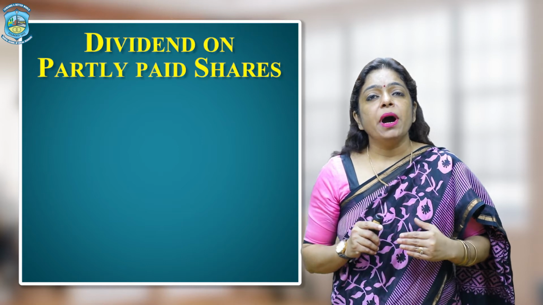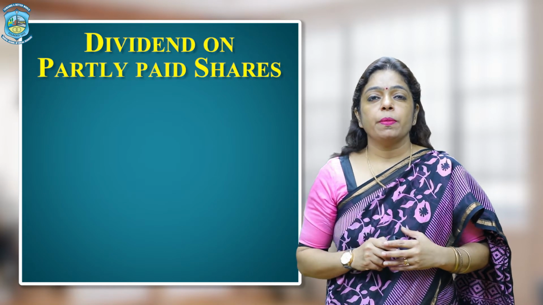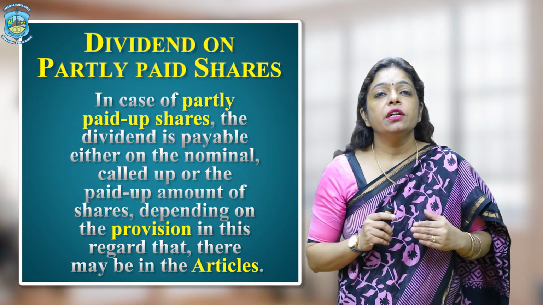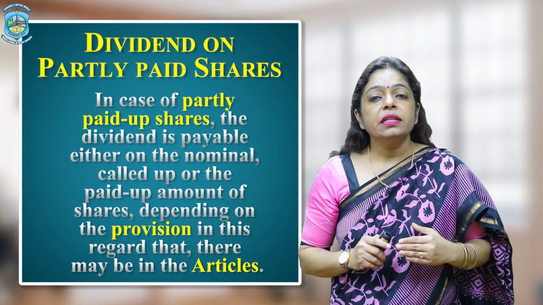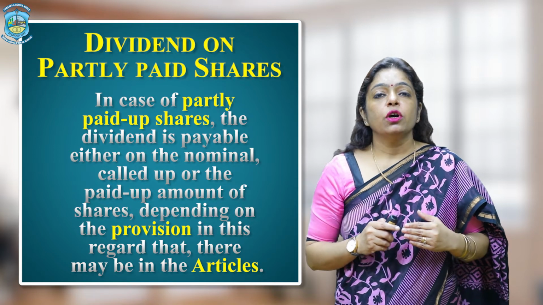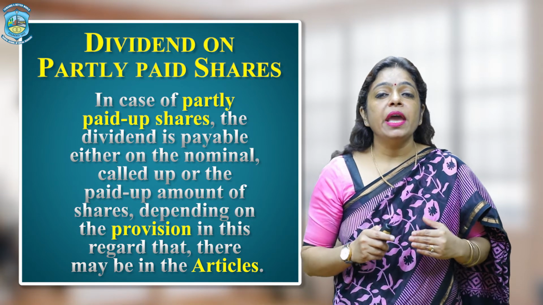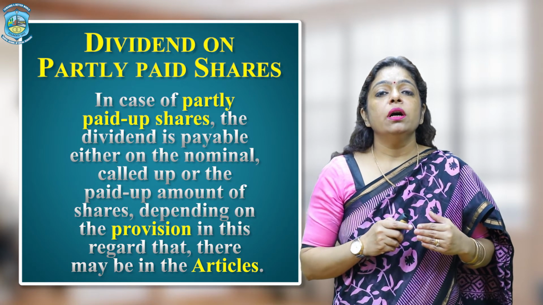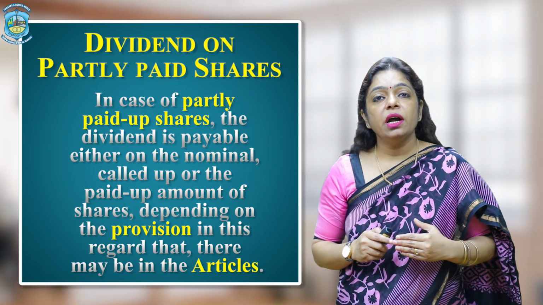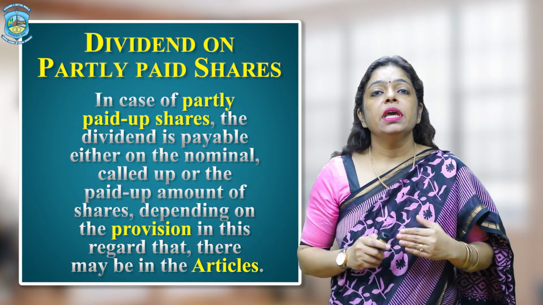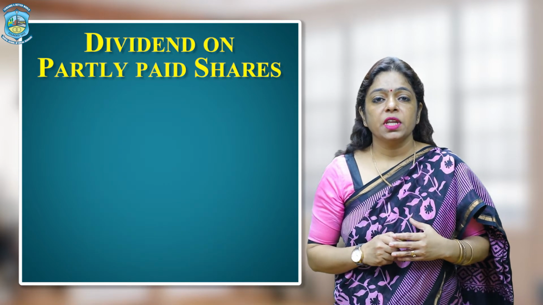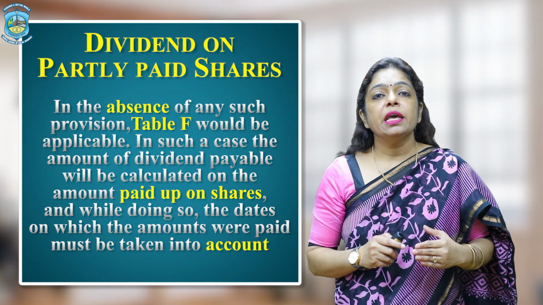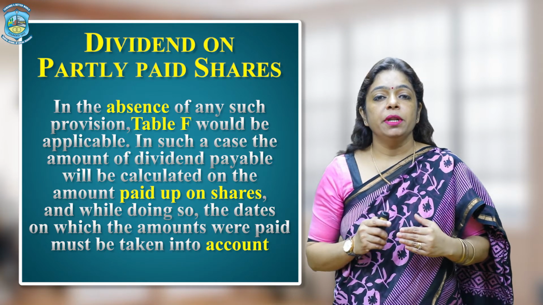Dividend on partly paid shares. In case of partly paid up shares, the dividend is payable either on the nominal, called up or the paid up amount of shares, depending on the provision in this regard that there may be in the articles. In the absence of any such provision, Table F would be applicable.